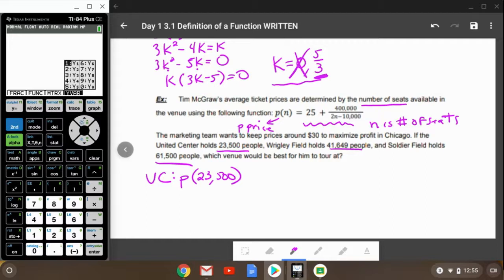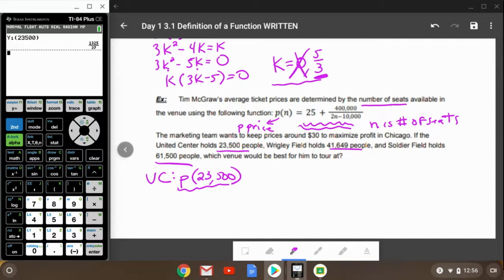So what I want to do is, this is the equation that I put as my y1, so I'm going to choose y1. I just did alpha trace, and I picked the first option because my equation's in y1. Now, I can use my function notation and say y1 of 23,500. Close your parenthesis. If I hit enter, it plugs that in for me. The only problem is it's giving me a fraction because I put a fraction in there.